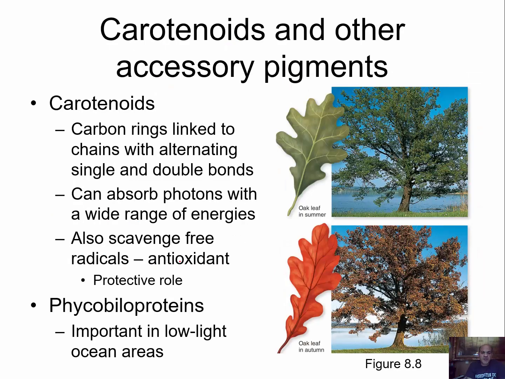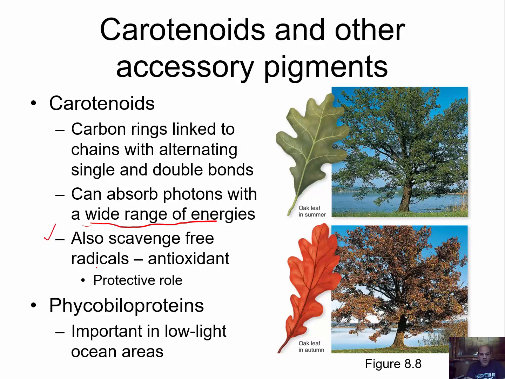A couple of other accessory pigments that we see. You may be familiar with carotenoids. You see those in carrots, which look orange. And like the other pigments, these pigments are going to have alternating double and single bond rings that are good for absorbing photons of energy, different wavelengths, other than the chlorophylls. So these carotenoids can actually help absorb wavelengths of light that the chlorophylls do not. So they can increase the range at which we absorb sunlight energy.